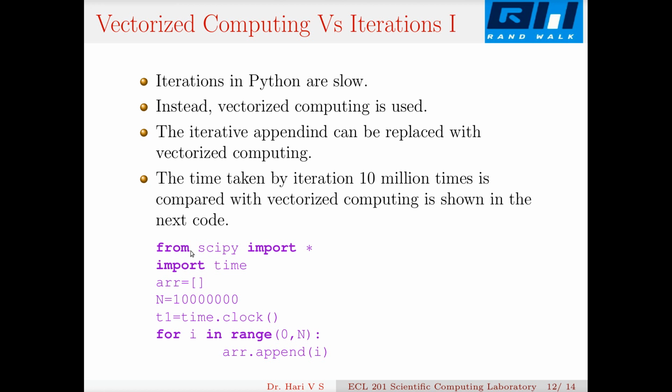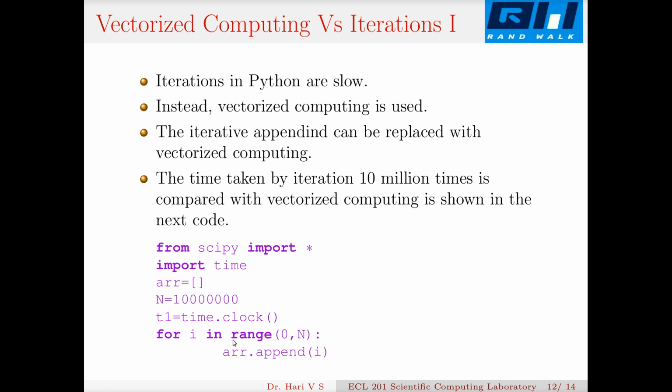with the time module. So from SciPy import star, that imports all SciPy modules. Then I import the time module also, that returns the time of computation of certain iterations or whatever computation is happening. Array is blank, n is 10 million. T1, here I need to compute the time of this for loop. So I initiate a time here, T1 is time.clock. For i in range 0, n, array.append i. So the first 10 million numbers are added to this blank array.